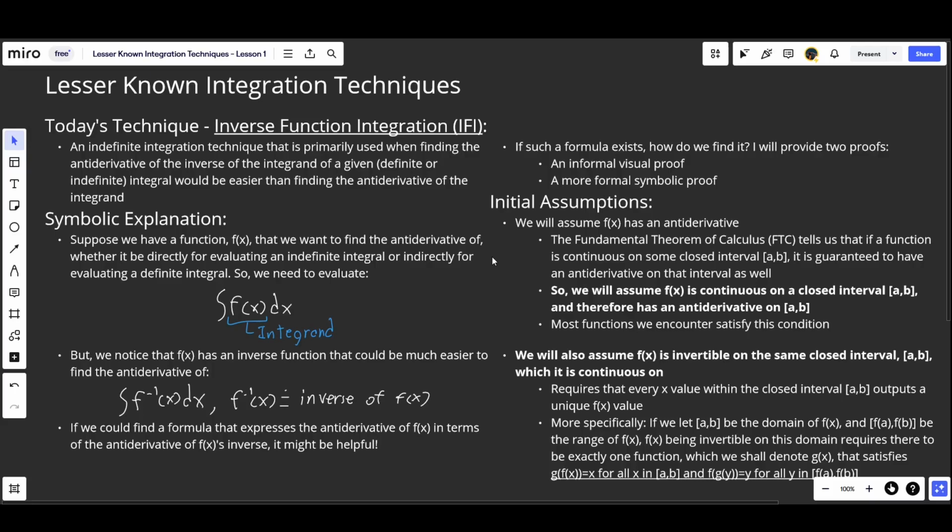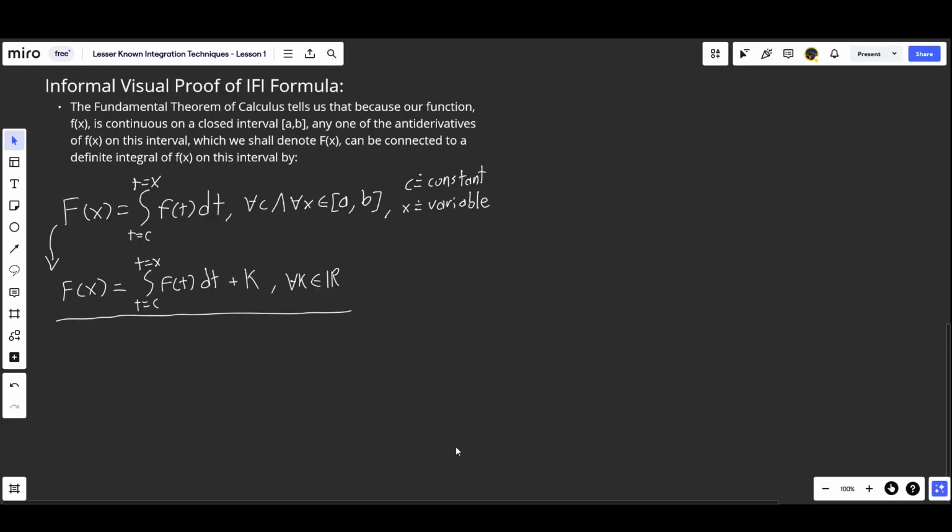With all these assumptions now said, we can finally jump into the first informal visual proof of the inverse function integration formula. To get started with this proof, we're going to be invoking the fundamental theorem of calculus again, but we're going to be utilizing a different formulation of it, which tells us that if a function is continuous on a closed interval, the antiderivatives that it has on this interval can actually be connected to definite integrals of the function on this interval.